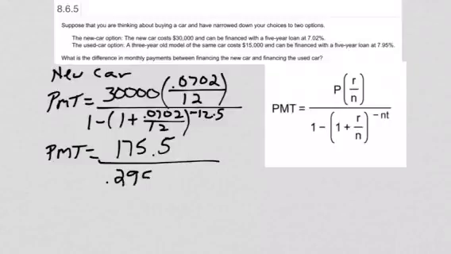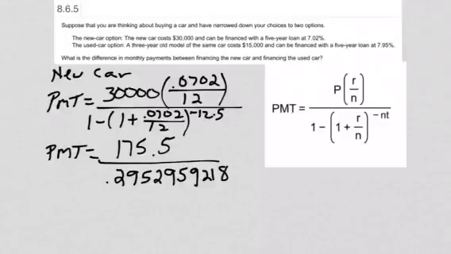0.295. I'm going to write out a lot of decimals. I don't want to round yet. So 0.2952959218. Again, it's very important that we don't round until the very end.